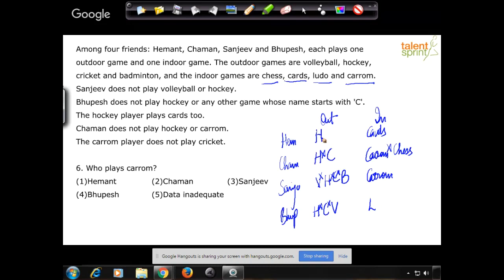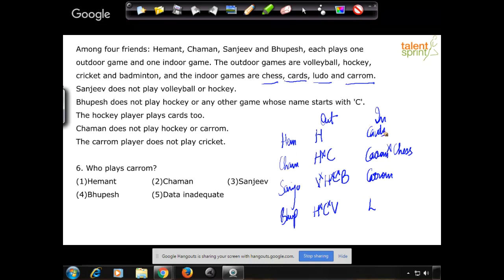Now, if you notice, the third statement says that the hockey player plays cards. So since Hemant is playing hockey, he is also going to play cards. Therefore, Hemant is sealed. We know the 2 games that Hemant is playing. Now, Chaman cannot play cards, he cannot play Ludo, and he does not play carom. So the only game left for him to play here is chess.